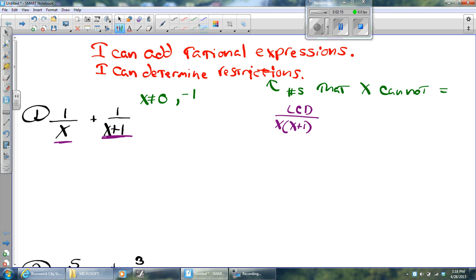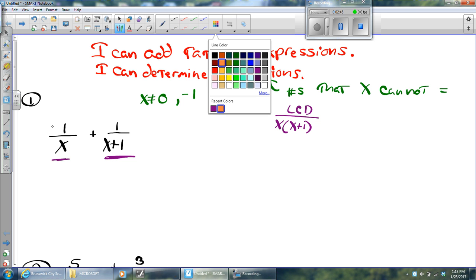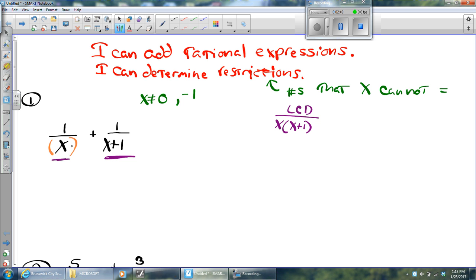Now, I'm going to change my fractions so that they have the LCD. I'm going to end up multiplying each fraction by a certain number. What number, you ask? The number that will give me the LCD, just like you would have in class on Friday. So I'm going to look at this first fraction here, and I'm going to see that it has an x in the denominator, but it doesn't have an x plus 1. So I'm going to multiply by x plus 1. But if I do it in the denominator, I have to do it in the numerator. So I'm multiplying the numerator by x plus 1 and the denominator by x plus 1.